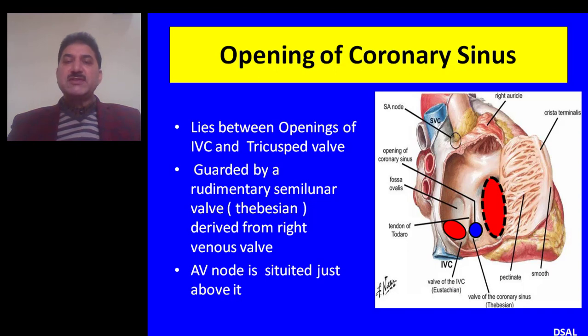Coronary sinus is the largest vein of the heart. It drains venous blood from all parts of the heart except those parts which are drained directly by anterior cardiac vein and venae cordis minimae.